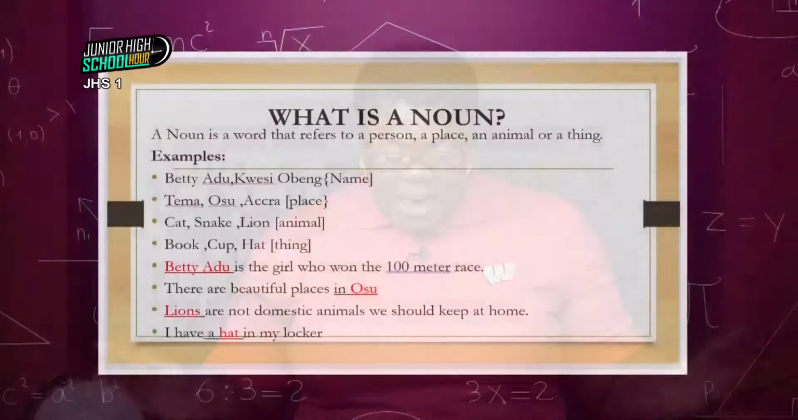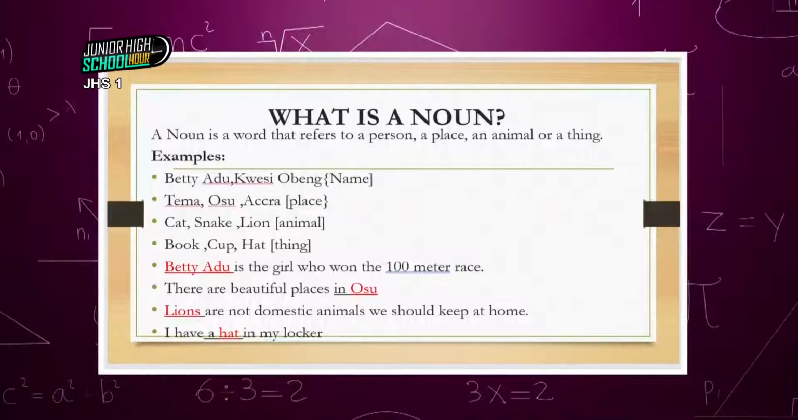Right. Then we move on to what is a noun. Like I was saying, when I was young, we used to say that a noun is the name of a person, a place, an animal, or a thing. And then we give examples. So let's see. A noun is a word that refers to a person, a place, an animal, or a thing. Exactly, in a very simple way, so you can understand very well. So I have some examples here. I have Betty Edu. I have Kwesi Obeng. And so in brackets, you see that I have written name there.